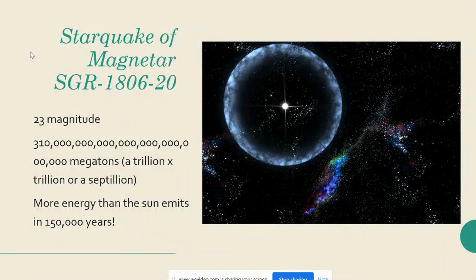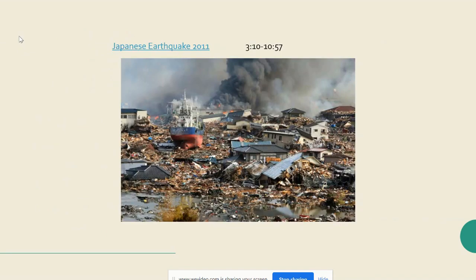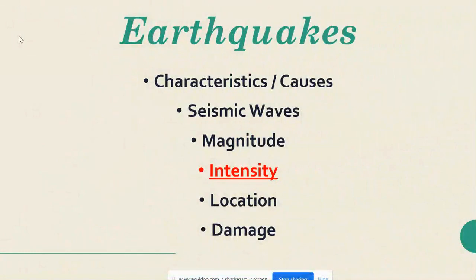Probably one of the larger energy release events in the universe would be a starquake, a quake from a magnetar, a very, very dense star, which would be a 23 magnitude. This would be more energy than the sun emits in 150,000 years. And the sun is a nuclear fusion reactor, so that'll give you an idea of how much energy is released here. All right, so that's magnitude.